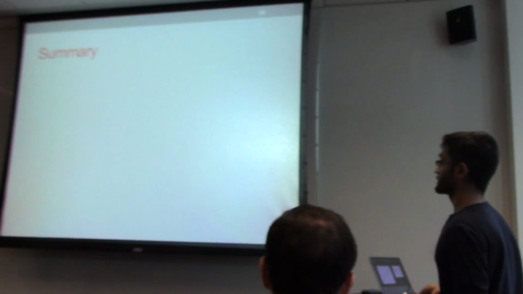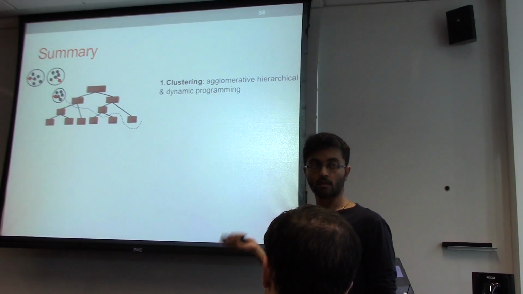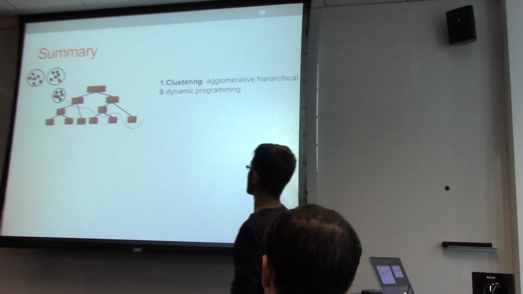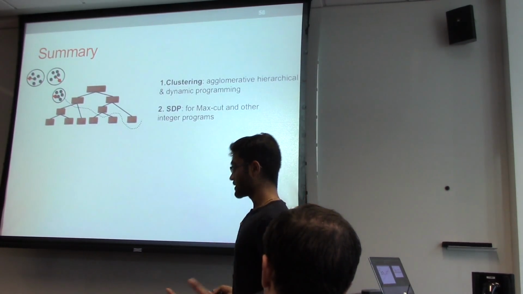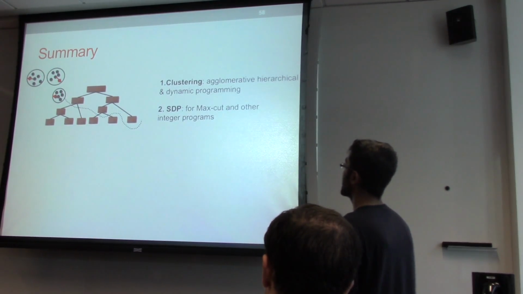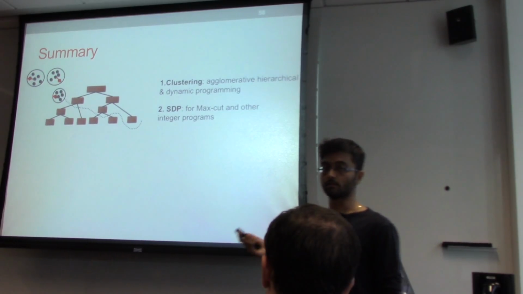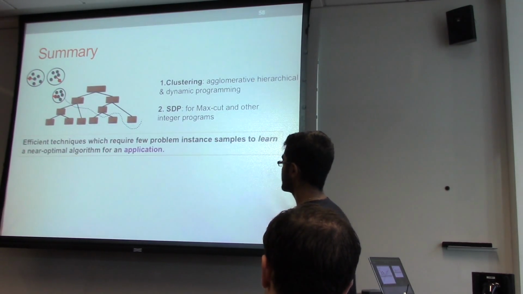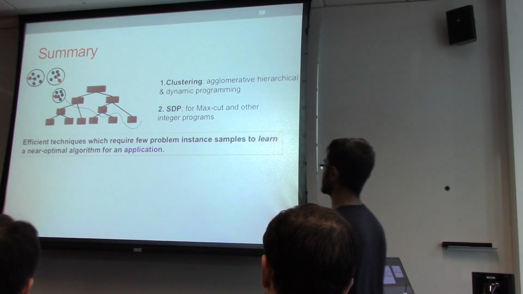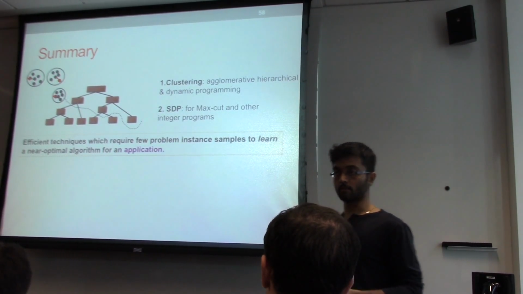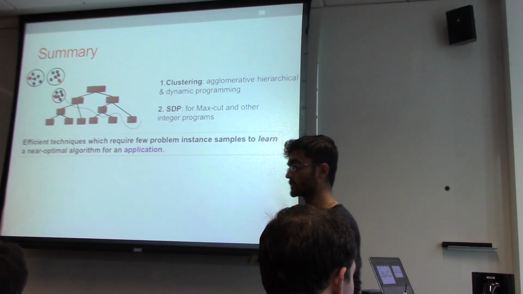So this brings me to the summary of my talk. We looked at two large and widely used classes of algorithms, one for clustering, which are based on agglomerative clustering techniques, and then SDP rounding techniques, which could apply to MaxCut and other problems. And we showed efficient techniques which require few problem instance samples to learn a near optimal algorithm. So we answered the algorithm selection question using learning theory.